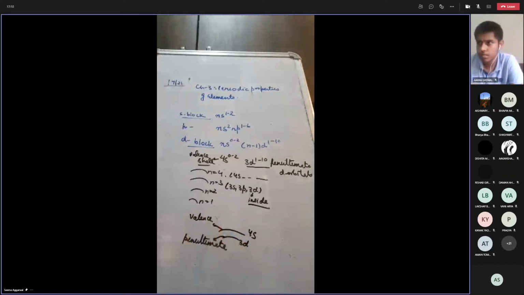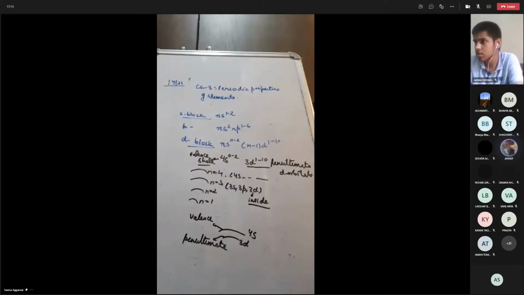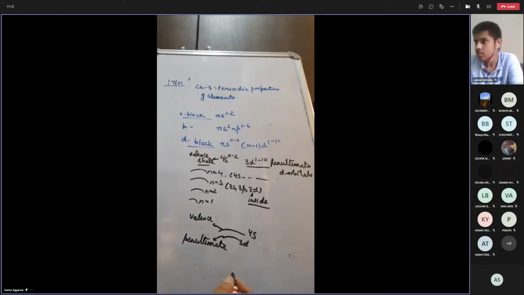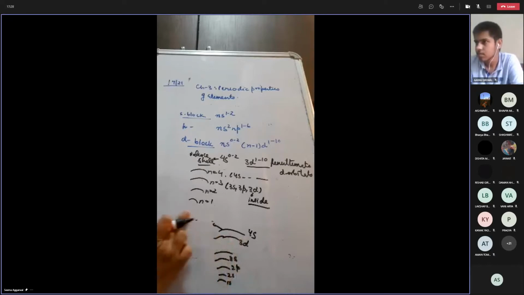Excuse me, ma'am. Ma'am, but first 4s will be filled, according to Aufbau, no? See, look again. According to Aufbau, if I take 1s, then 2s, then 2p, then 3s, 3p and 3d, the orbitals are like this: 1s, 2s, 2p, 3s, 3p, 3d, and 4s. But when electrons are filled, first they go to 1s, 2 electrons, then 2s, then 2p, 6 electrons, then 3s, then 3p.